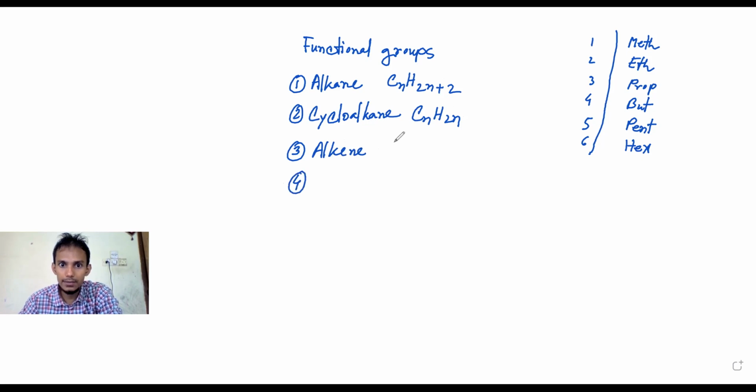Then number 4, alkenes. Plural, same as cycloalkane, CnH2n. That means the number of hydrogen will be double the number of carbon. So if you have C4, H will be 8, 2 into 4. That's how it goes. So alkene. Then we have studied alcohols.